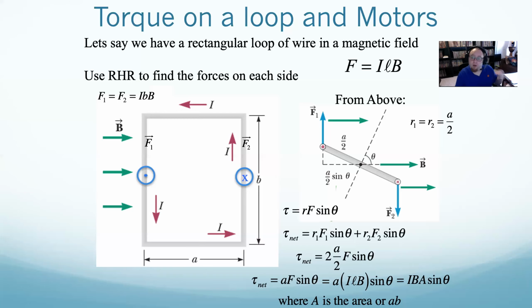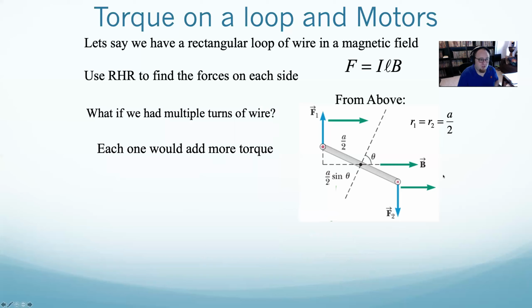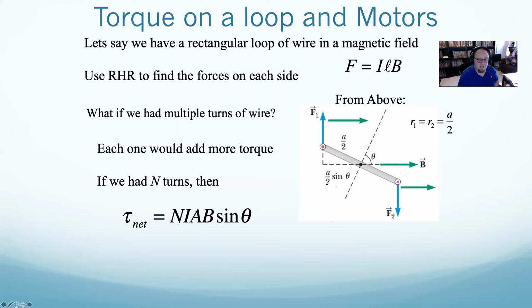Now, if instead of one loop, I had multiple loops, like, where's my slinky? Like basically it was like this guy, then instead of just one wire, it was a whole bunch looped together. Each wire would feel that torque. And so the net torque would be the number of turns times IAB sine theta.